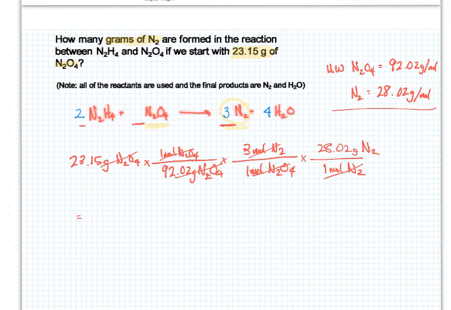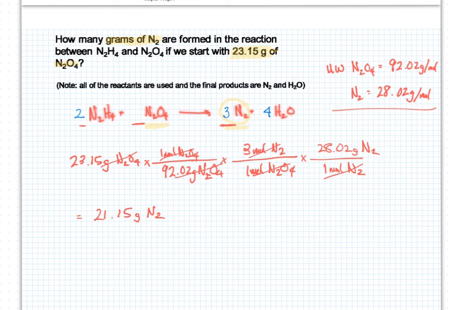If we do this calculation, this comes out to be 21.15 grams N2. If we want to check and look at sig figs, I've got 4 sig figs on the N2O4, 4 sig figs on the molecular weights, so my final number should be 4 significant figures.